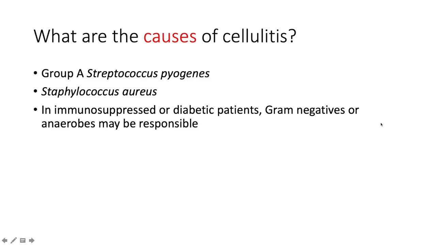So what are the causes of cellulitis? Glad you asked. Mainly it's group A Strep pyogenes, or Staph aureus. And bear in mind, if the patient is diabetic or immunosuppressed for whatever reason, they could be on steroids, it could be HIV, diminished nutrition, solid organ tumor, and the list goes on. Then you think about atypical organisms causing cellulitis, like gram-negatives or anaerobes.